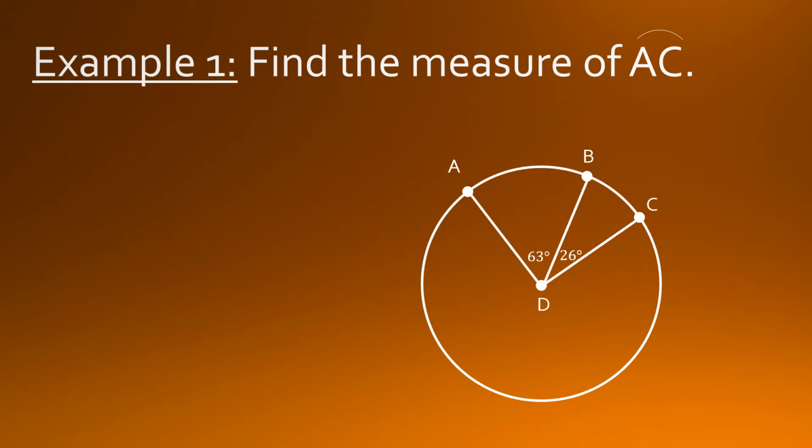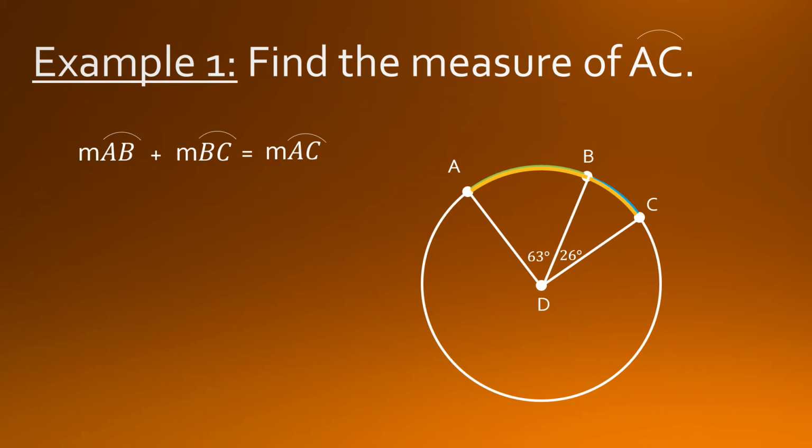So example 1 asks us to find the measure of arc AC. So here's arc AC. We notice that we go all the way from A through B to C. And we know we can find the measure of arc AC using the arc addition postulate. We could say the measure of arc AB plus the measure of arc BC would give us the measure of arc AC. We also see that we have some central angles.